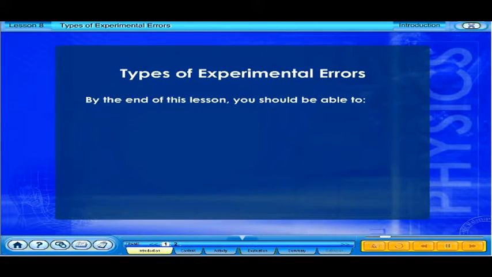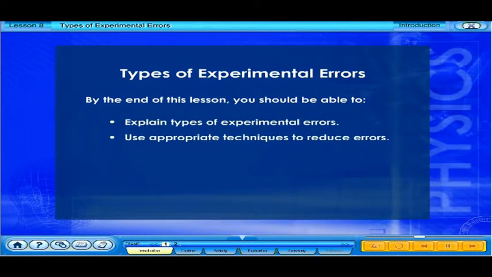By the end of this lesson, you should be able to explain types of experimental errors. Use appropriate techniques to reduce errors.